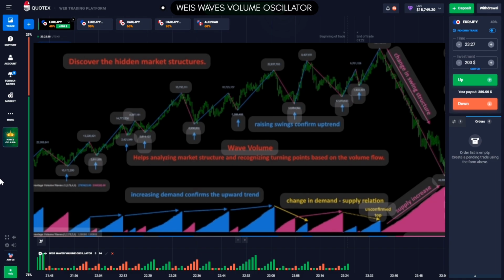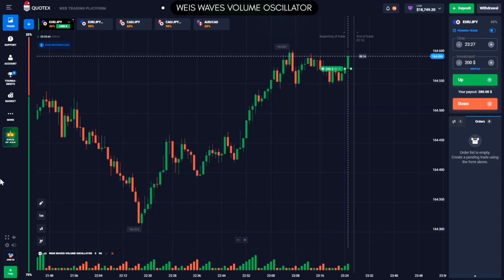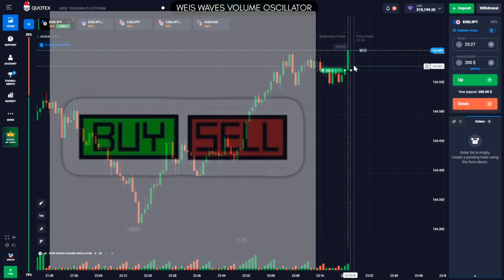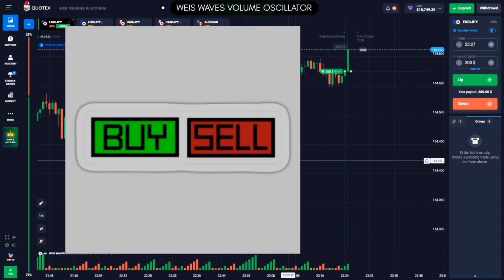Wave-based approach. Volume is accumulated as price progresses in one direction. When the direction changes, the volume resets and starts accumulating again. This creates a visual representation of buying and selling pressure.